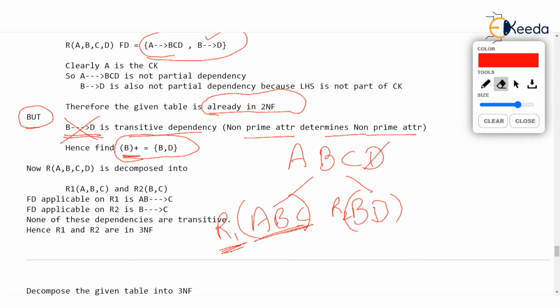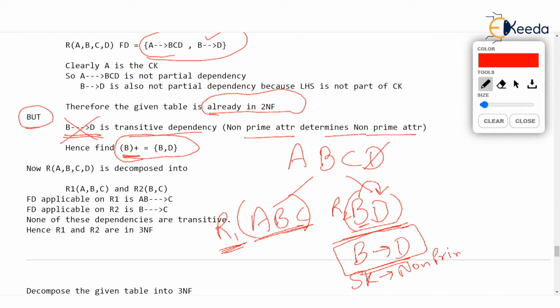Okay. What about this? R2 has BD. Then B determines D is one of the dependencies which are applicable on this. And now you watch that B is the candidate key. Come on, because B is determining D. So this candidate key, super key, is determining a non-prime attribute. So this is not transitive. This dependency is not transitive.